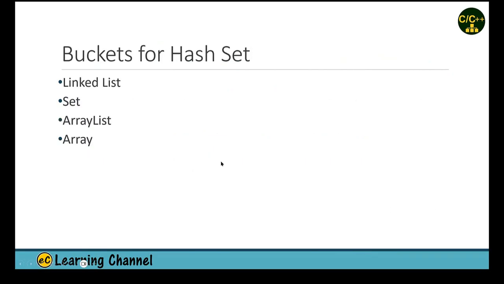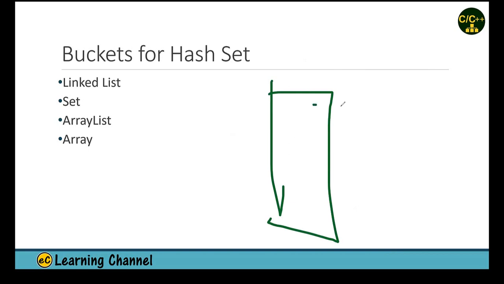The bucket can be implemented as a linked list. A bucket is needed when you hash to a memory location and there is a collision; you need to put a set or a linked list there. You can also implement it with a set, or you can use an array list to implement it. Up to you.